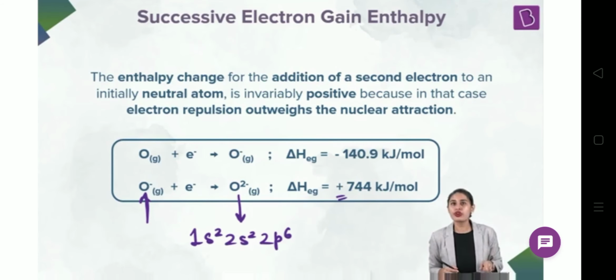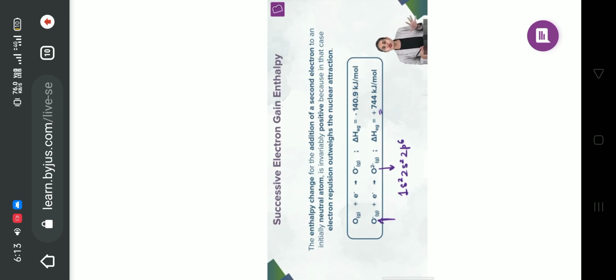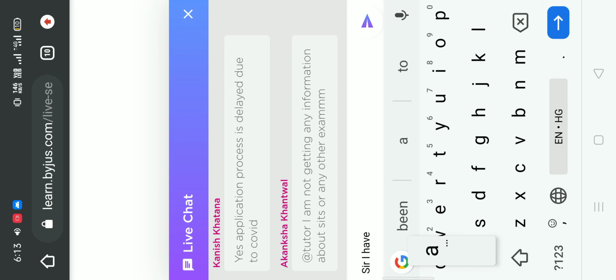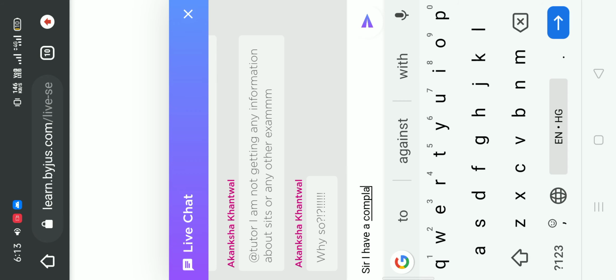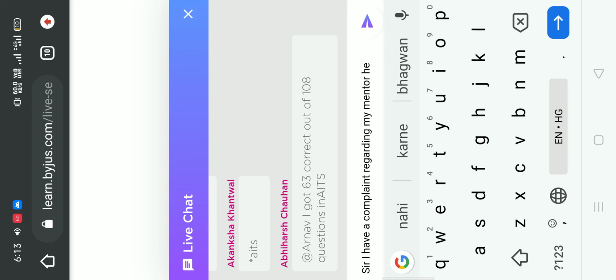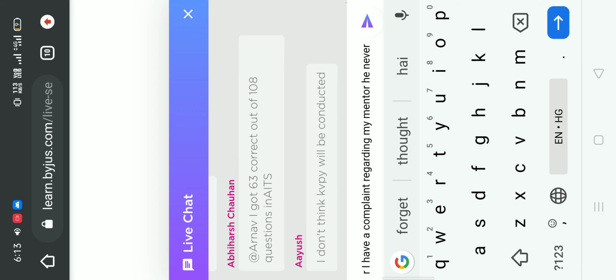So make sure you highlight this point, that second electron gain enthalpy, or any further successive electron gain enthalpy, will always be positive. The first electron gain enthalpy, let's say if it is negative, the second one will still be positive. If the second is positive, the third will automatically be positive, and more positive rather. So get this picture right, and now I'm going to take you through some very important questions, guaranteed from where the question is asked. I'm giving you 90% probability here. Let's see what these questions are.